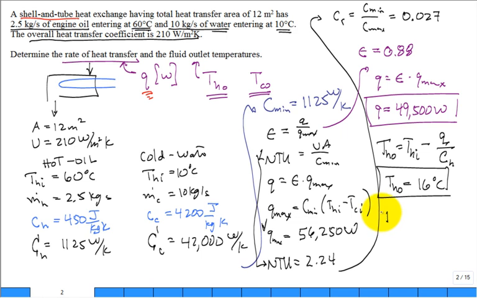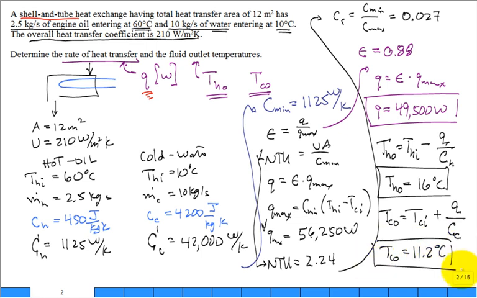Likewise, the temperature cold out is equal to the temperature cold in, but it's a positive Q into the cold, so it's going to be increasing the temperature. And so the temperature cold out comes in at 11.2 degrees C. And again, that's just an energy balance. Let's make some observations about this.